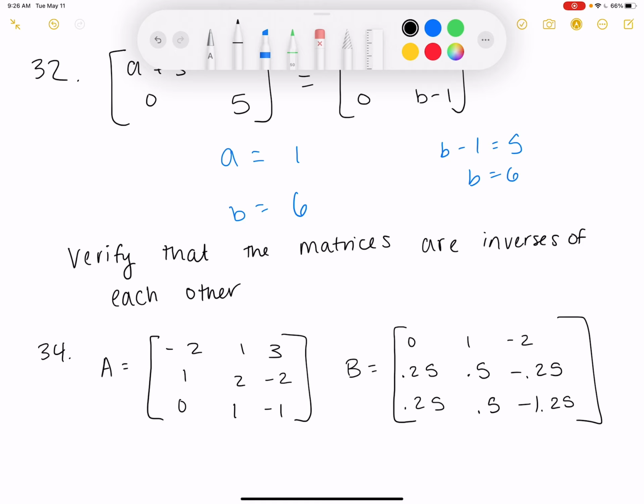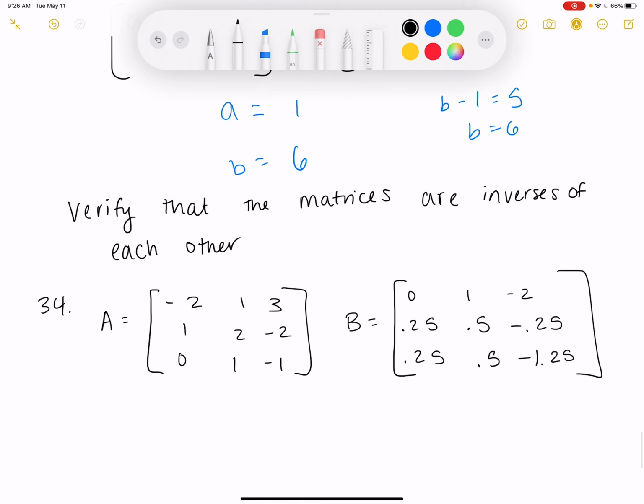Okay, so what do we normally do to verify that they are inverses of each other? Multiply them and they should be equal to what? Zeros. Ones. The identity matrix. Yes, the identity matrix, okay. So it has zeros and ones. The ones are on the diagonal, the main diagonal, okay.